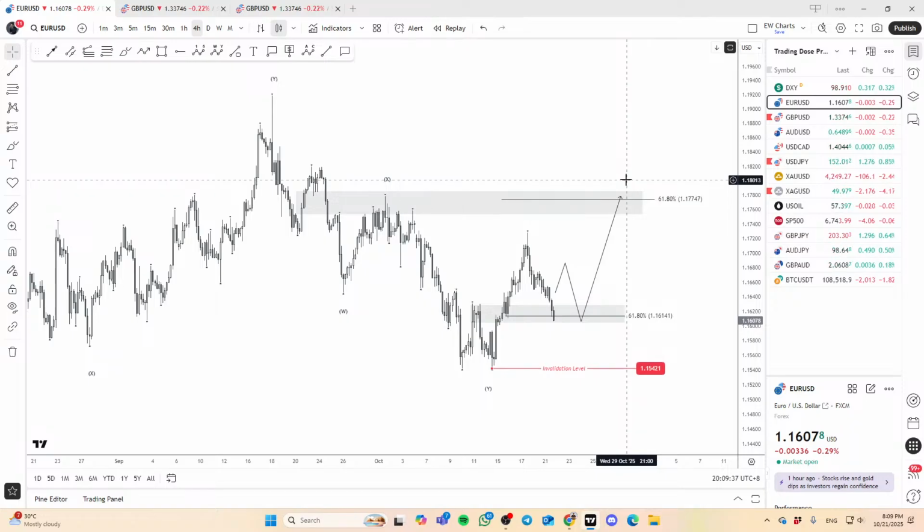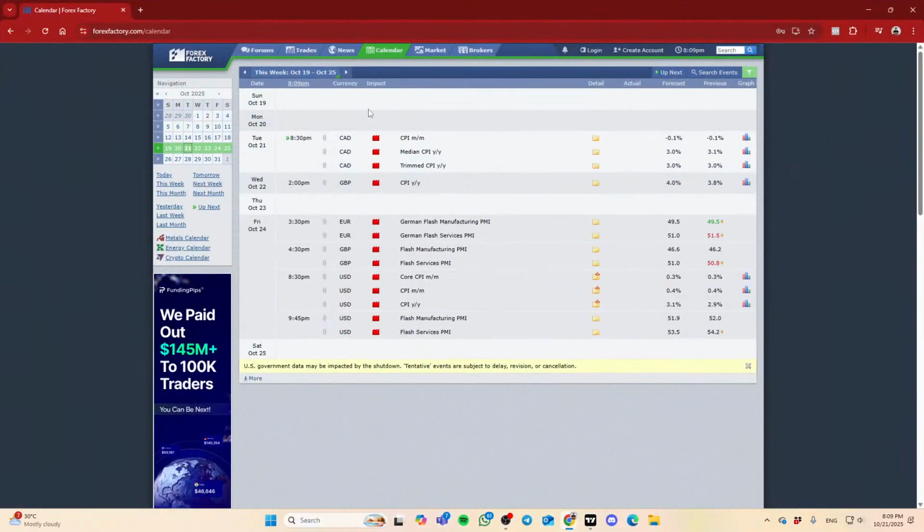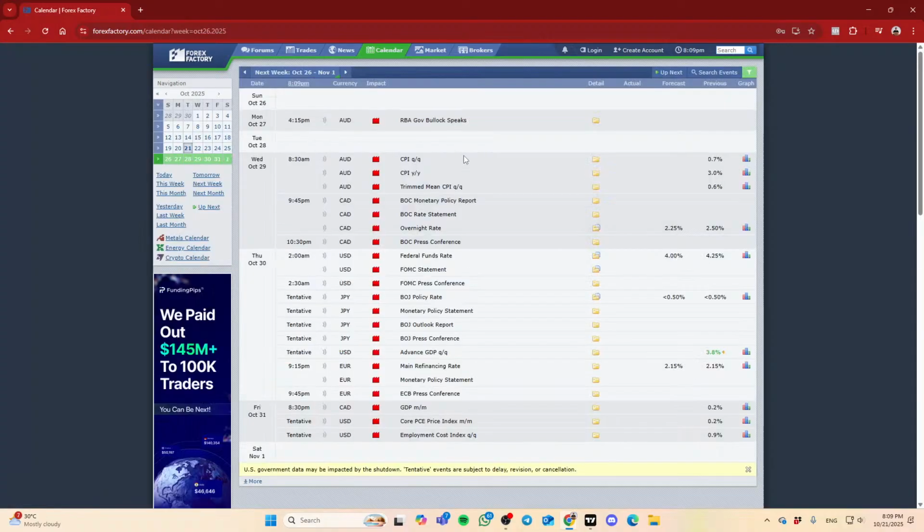But we'll see. Another interesting point to note, if you're not aware, let me bring this up. Okay, if you go over to next week, there are in fact a couple of very important news events happening, like everything condensed into one week, which is next week.